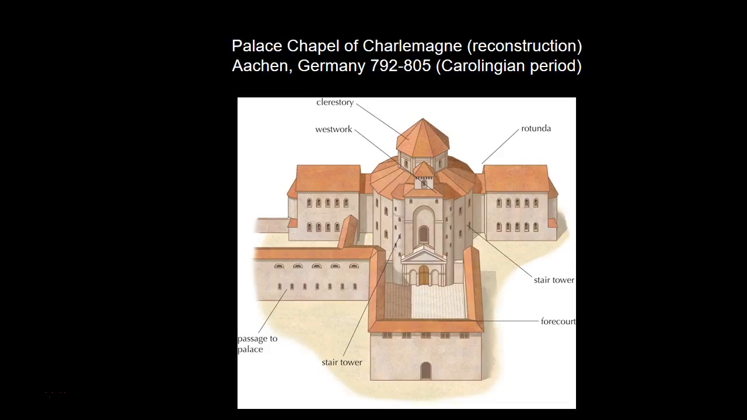In fact, this is a palace chapel, so it's attached to a palace. But it does, in other ways, look very much like a sort of fusion of basilica with a central or rotunda plan. So we've got a sort of transept, but we've also got a rotunda. We've got a dome over the top.